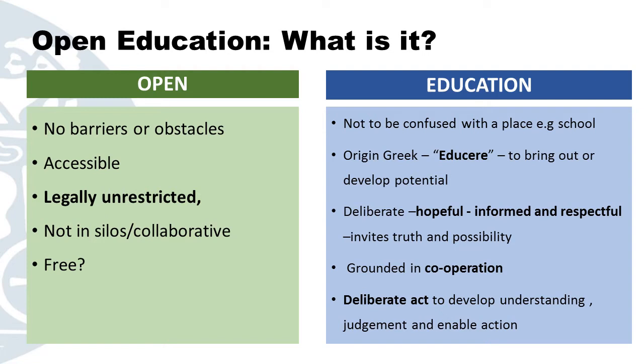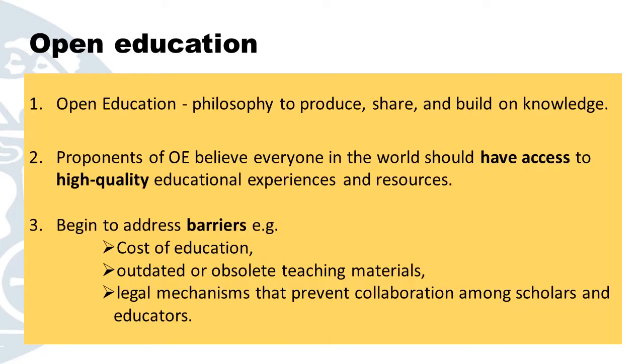So I'd like to suggest that education is deliberate. We act with a purpose to develop understanding and judgment and enable action. And as educators, we are clear that education takes place on a linear plan within a curriculum, usually when we're talking about formal education. But there is, I believe, room for informal education, perhaps even on that same continuum. And we like to think of that as perhaps self-directed education.